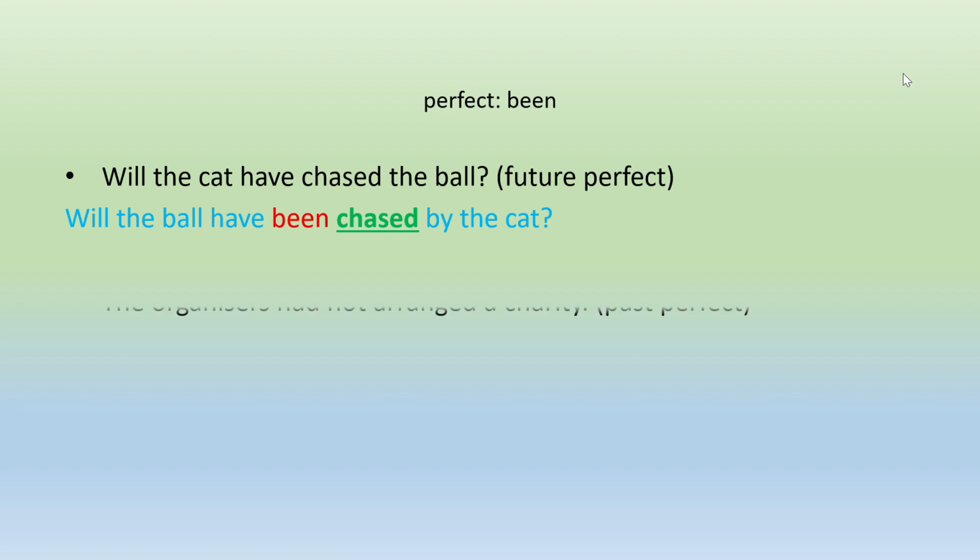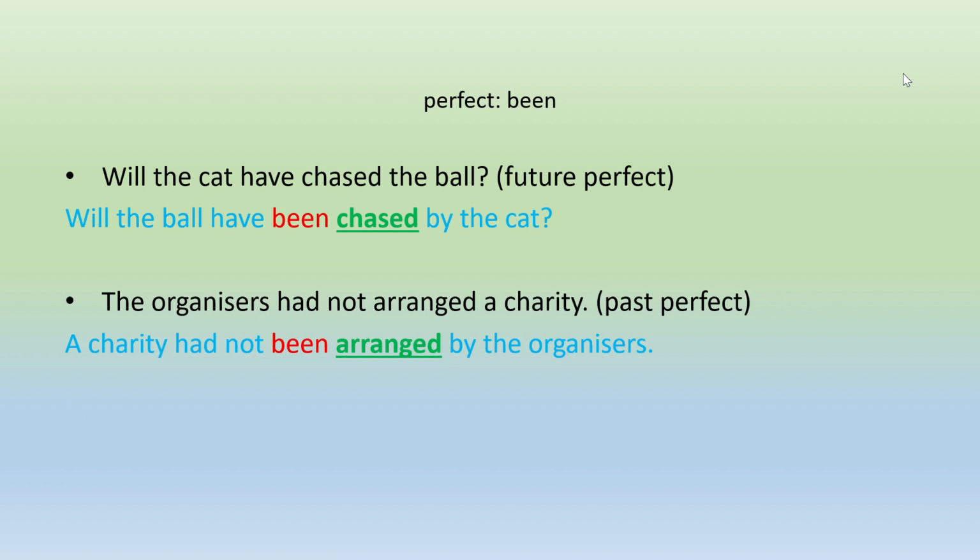Moving on to the perfect tenses. Will the cat have chased the ball? This sentence is future perfect, so we will add been and the third form. Will the ball have been chased by the cat? The organizers had not arranged a charity. A past perfect sentence, so its passive is a charity had not been arranged by the organizers.